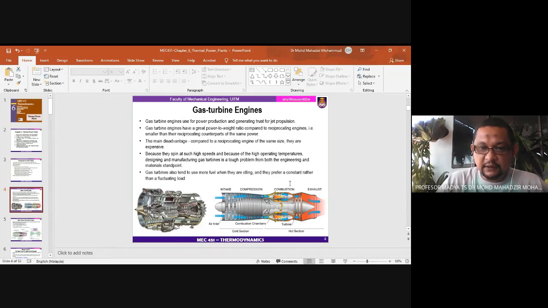Basically, the gas turbine engine has a compressor in front of the combustion chamber, and after the combustion chamber, it has a turbine. So this is the main principle of the gas turbine engine. It has a turbine and compressor. In front of the compressor, it has an intake port, and at the end of this engine there is an exhaust port.